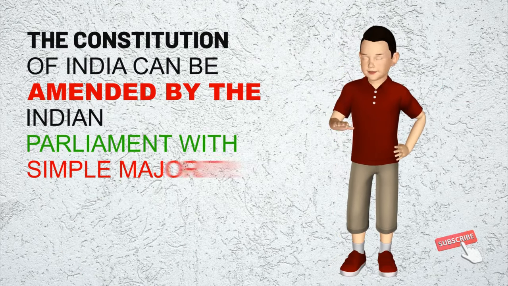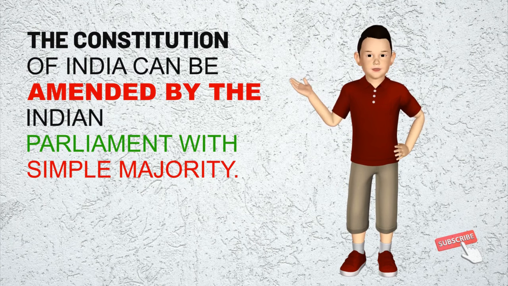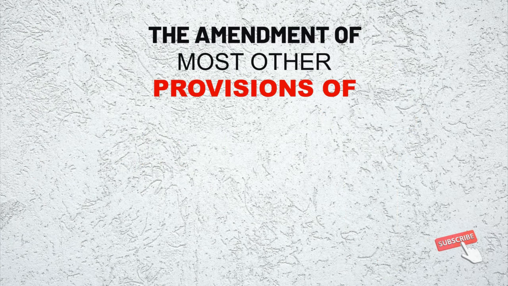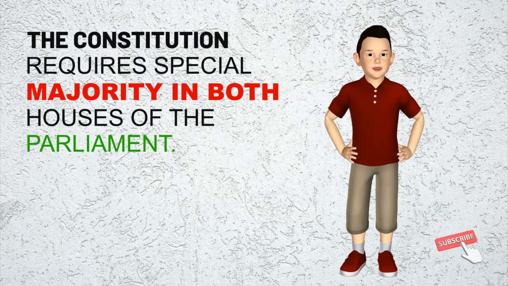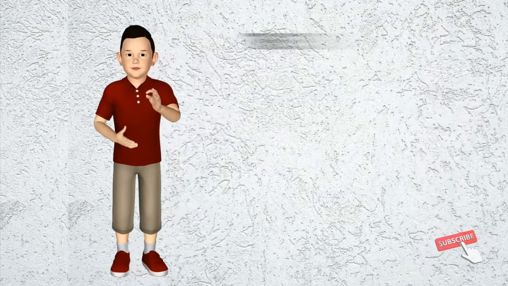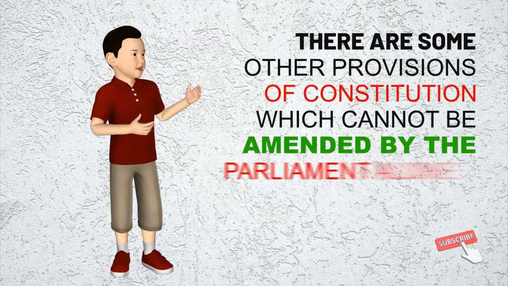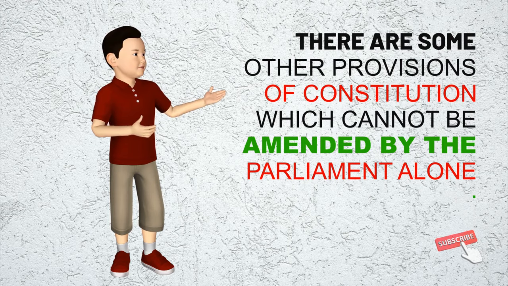Some provisions of the Constitution of India can be amended by the Indian Parliament with a simple majority. The amendment of most other provisions of the Constitution requires a special majority in both houses of the Parliament. There are some other provisions of the Constitution which cannot be amended by the Parliament alone.